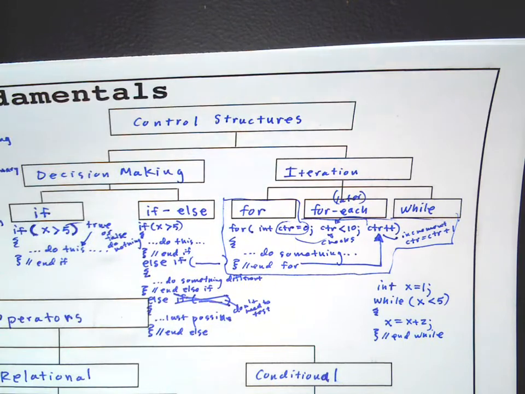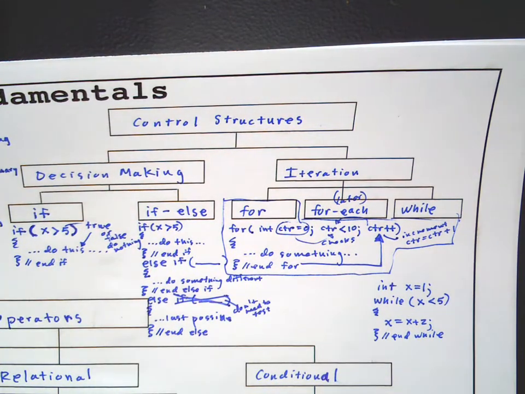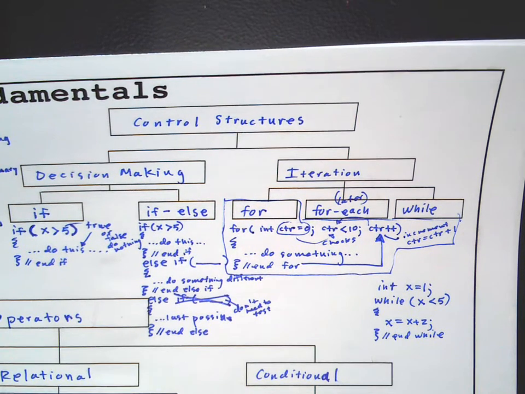So that's a while. So for loop's more when you know how many times you want to do something. While loop is more that you're doing something and you kind of want to just test to see if something's true or false to decide whether to keep going or not. Okay.